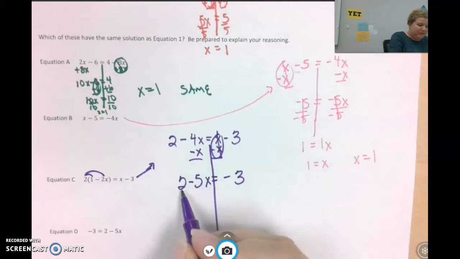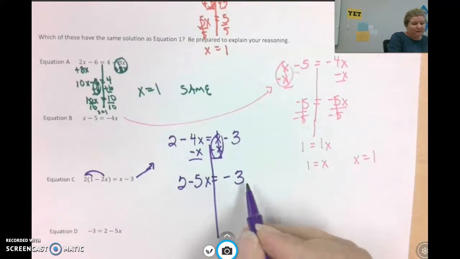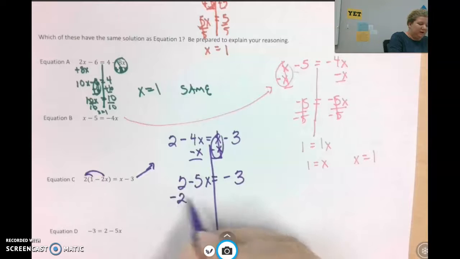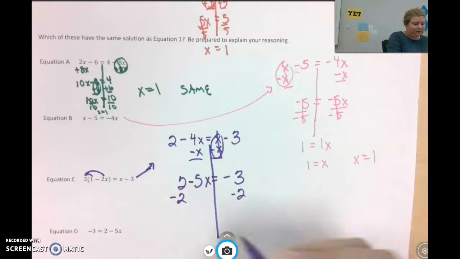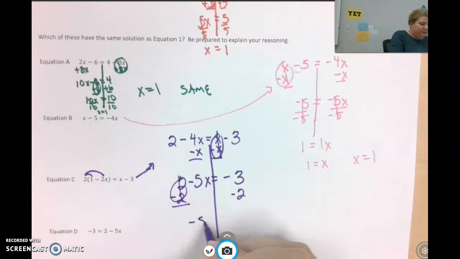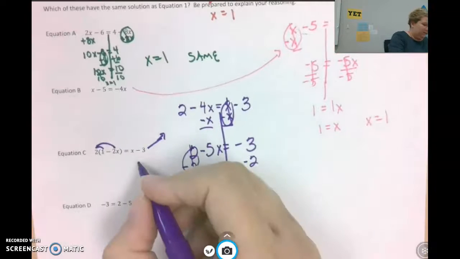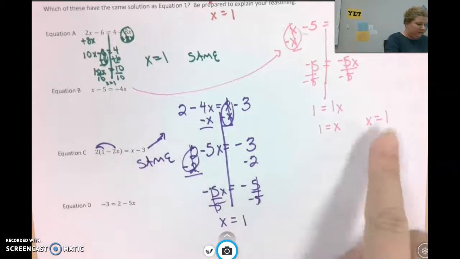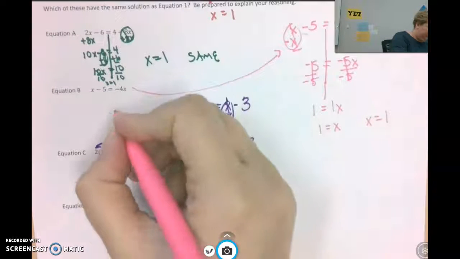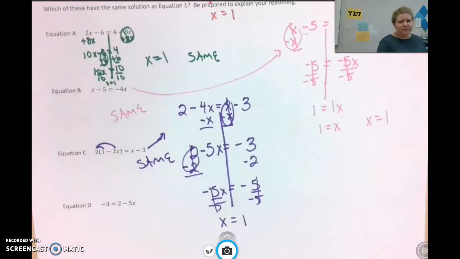Now I'm going to need to move this 2, this constant, to the other side of the equation. So I'll do the opposite of what's currently happening with the 2. Since that's a positive 2, I'll do a negative 2 or minus 2. So negative 5x equals negative 5. Divide by negative 5. X equals 1. Oh, well, that's the same as what we started with. So I'll write same. And the one I did before was also the same. That's really interesting because these look totally different than the one up there.